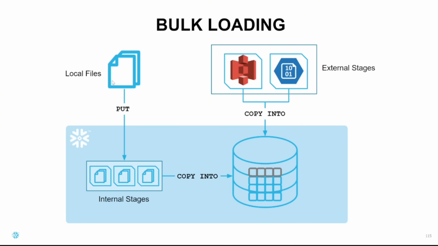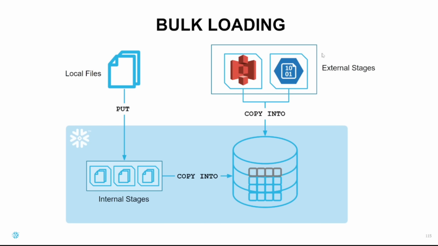Bulk loading can be done in two ways. One, through an internal stage. If you have some data sitting on your local file system, you have to just upload that into an internal stage and use the copy command to load those files from your internal stage, which currently sits in Snowflake, to a table inside Snowflake. In the previous video, you have seen an example where we created internal stages, uploaded the file manually inside that particular stage and used the copy command to load that file into our table. So that's one way to do a bulk loading.